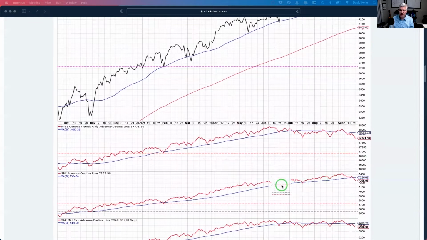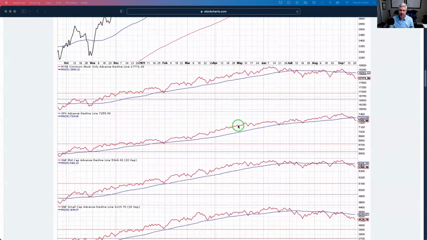What's interesting is if you look at the advance-decline line on the S&P 500, that's actually been confirming this uptrend the whole time. So the mid cap breadth went negative, the small cap breadth turned negative, the S&P breadth actually continued higher. But look what's happened in the last week. All four of these are now back below their 50-day moving average. All four of them have broken their most recent swing low from August.